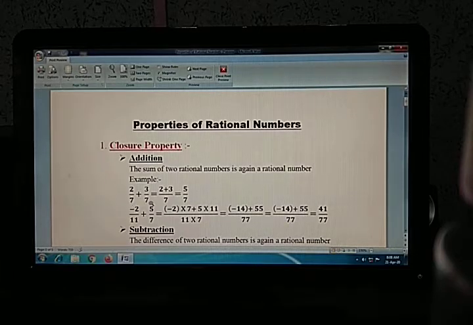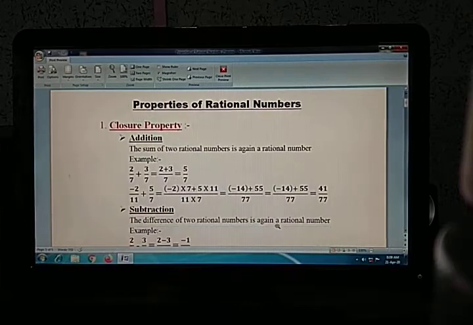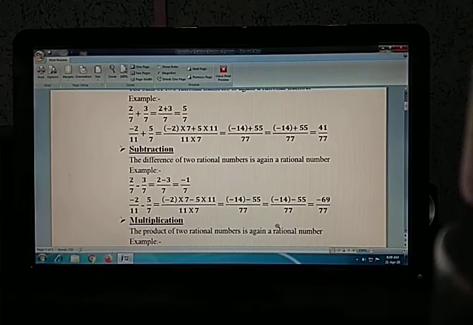Here the denominators were the same, so there was no confusion in this simplification. But when the denominator is not the same, then what we just have to do is take the LCM and then cross multiply the numerator and the denominator. So again in this case we get another rational number.